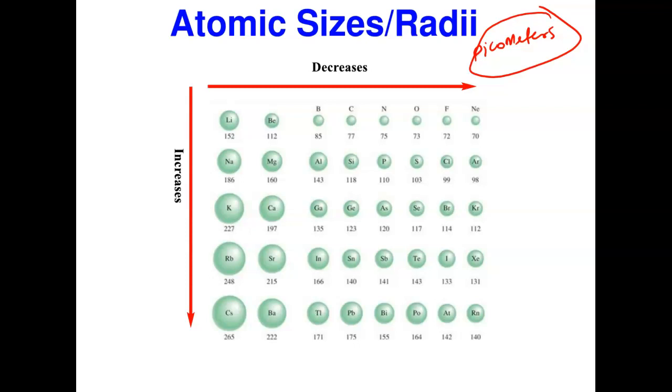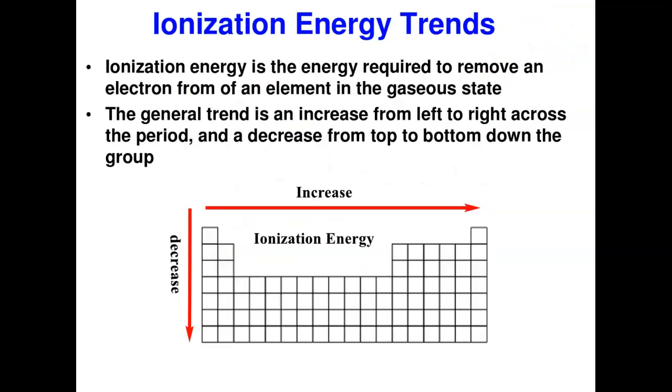And the reason why the size decreases is because the nuclear pull by the proton in the nucleus is dragging the cloud into itself and hence reducing the size of the atom. So the next trend we're going to be looking at is the ionization energy.